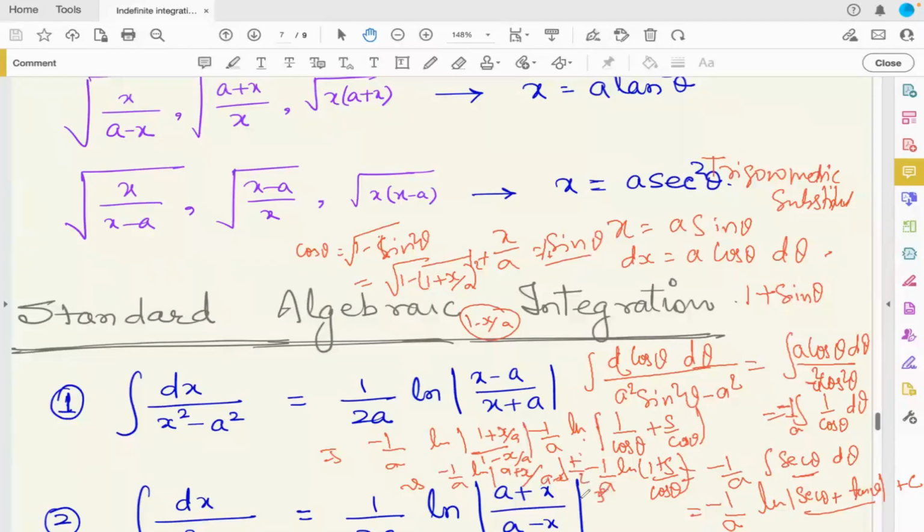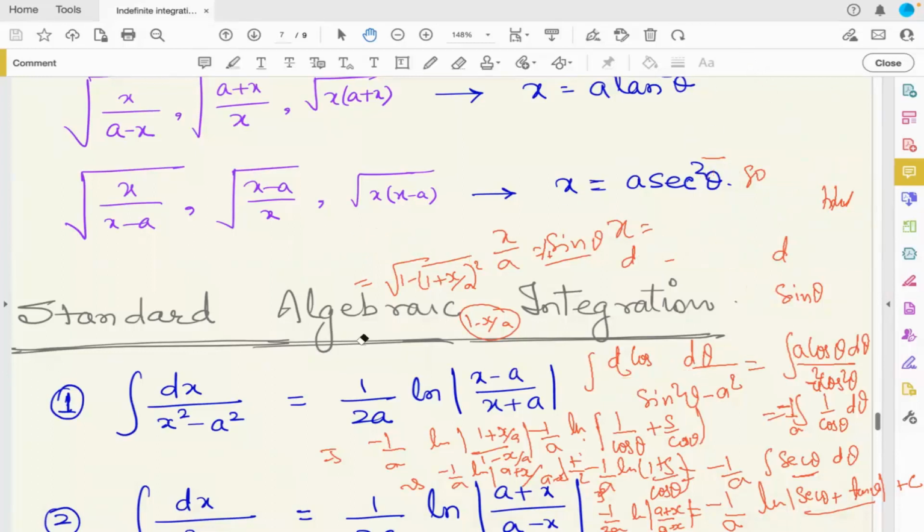So minus 1 by 2a ln of a plus x by a minus x. Whatever it is, it's inside mod, कुछ भी हो सकता है. So I'm saying that a plus x by a minus x. So when we use the basic logarithmic property, when we interchange, a minus sign comes out, so it will be converted into plus 1 by 2a ln of x minus a by a minus x. So I hope you all understand that.